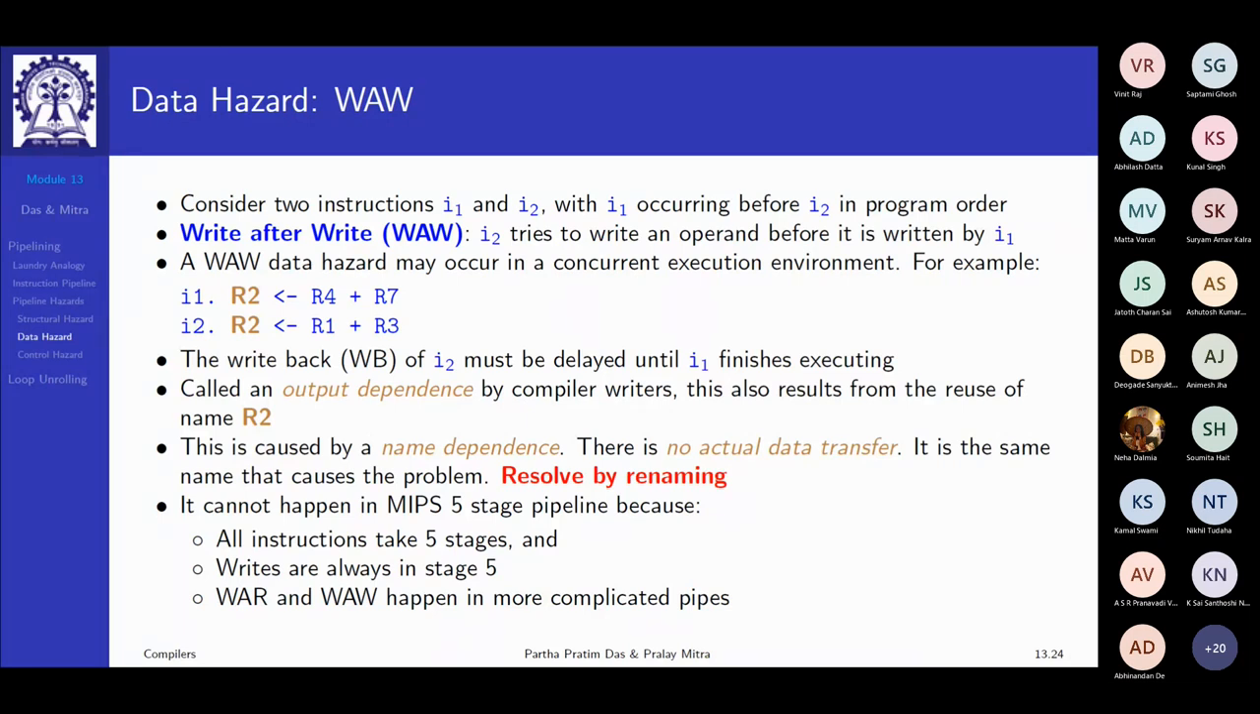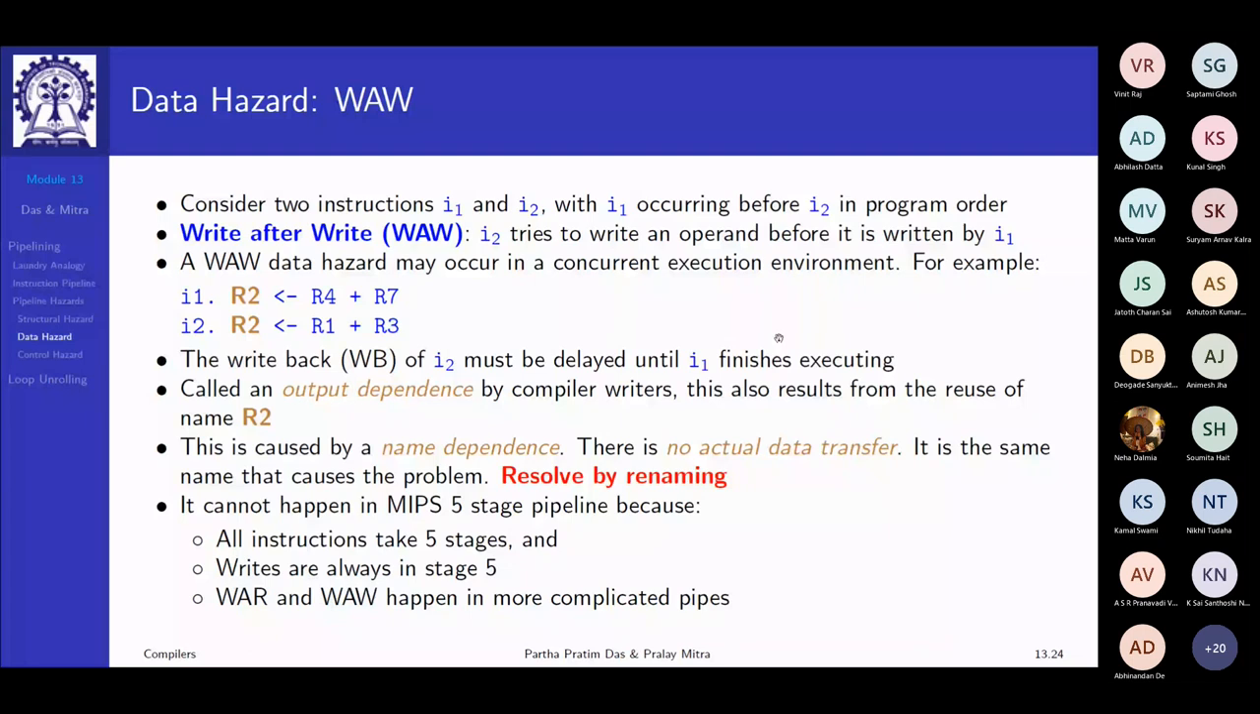This again is the same problem, a similar type of problem where both of these are computing the result into R2, and you cannot let the value written by I2 be overwritten. So again, you have a name dependence issue. You can resolve it by renaming.